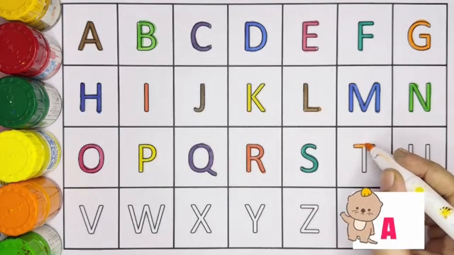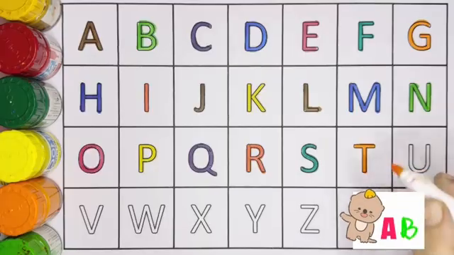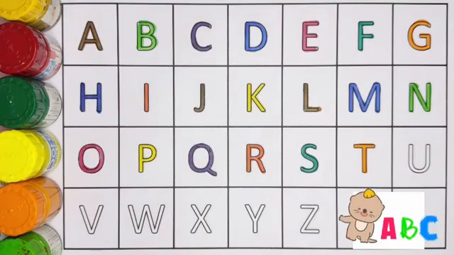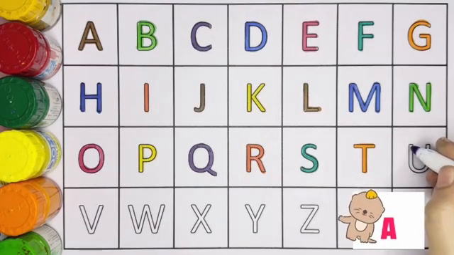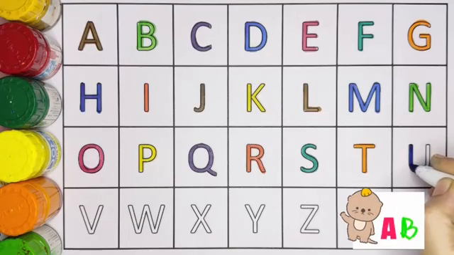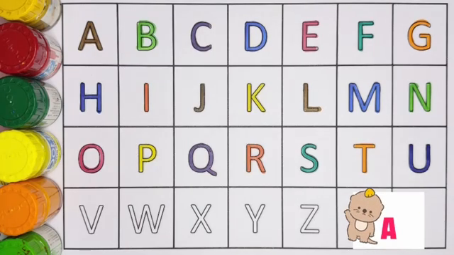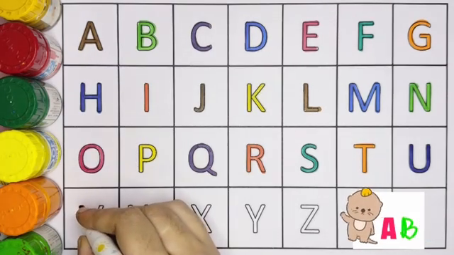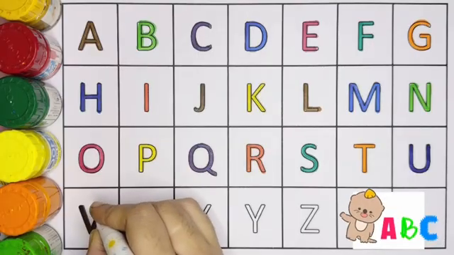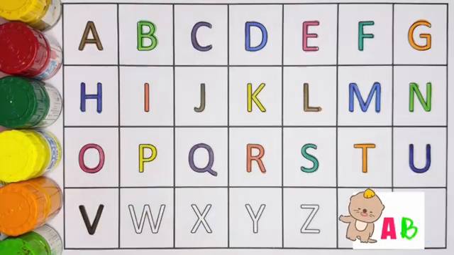Next is T. T for tent. U. U for uniform. Next alphabet is V. V for violin.